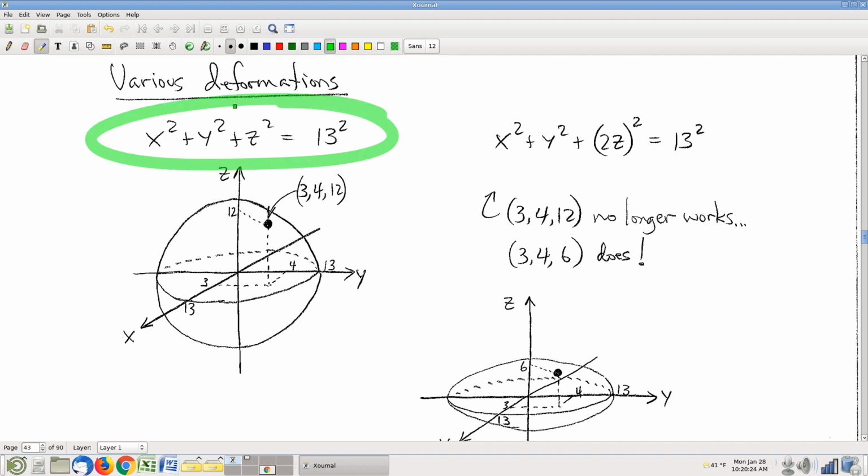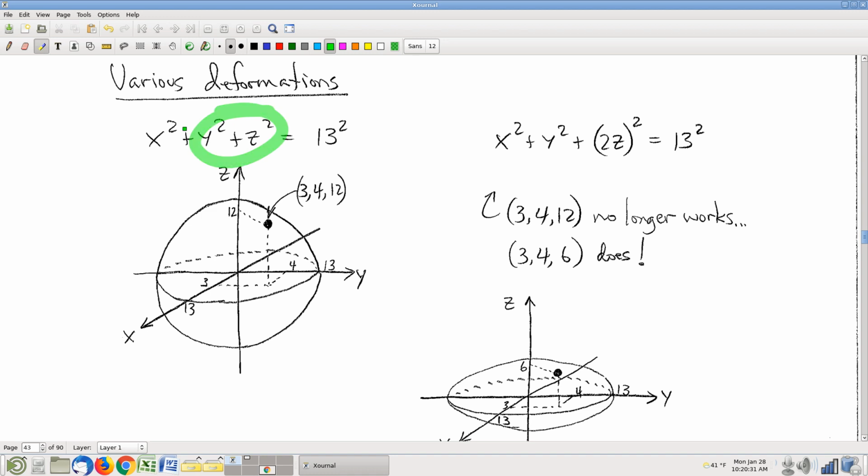For one thing, it's got a bunch of rotational symmetries, right? It's rotationally symmetric around the z-axis. It's rotationally symmetric around the x-axis, etc. Okay. Also, you can observe that this is saying that the distance to the origin must be 13. Right, so that's really easy to interpret this as a sphere.